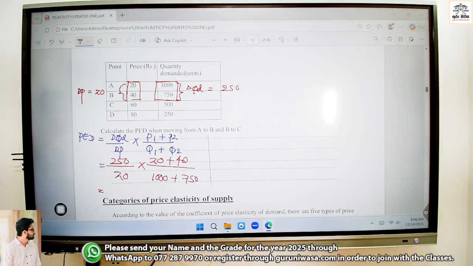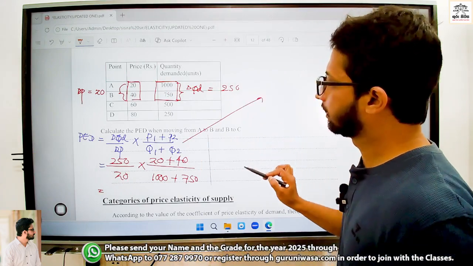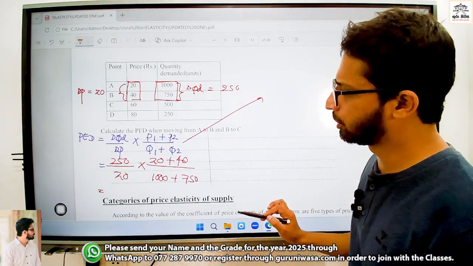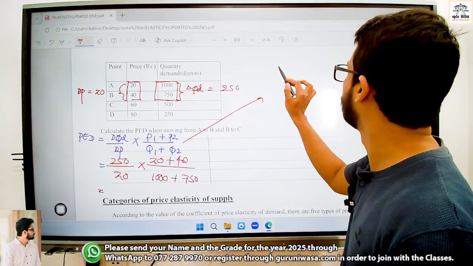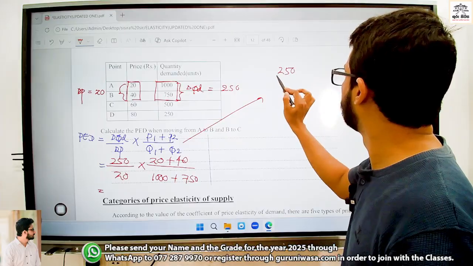0 point... How much value am I getting? 250 divided by 20. Okay, right, 250 divided by 20.